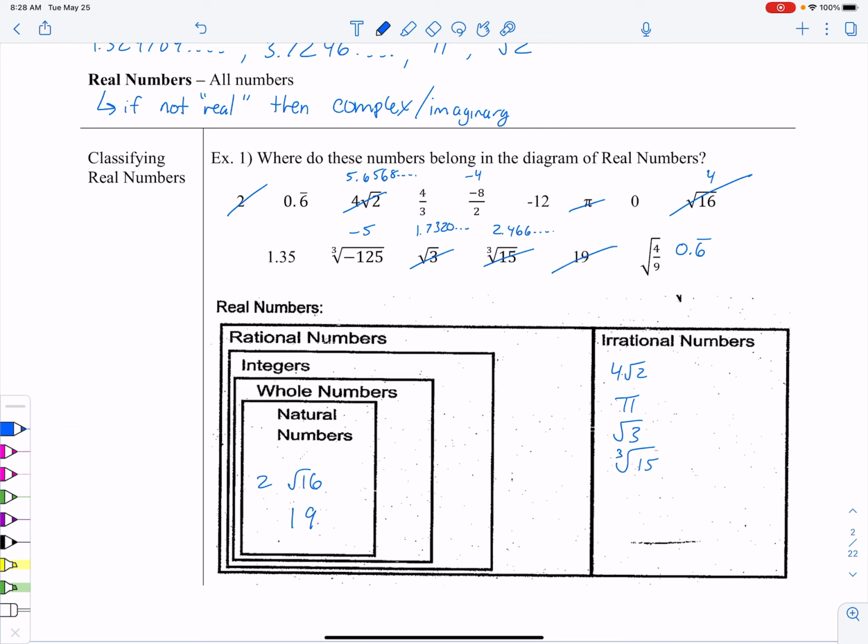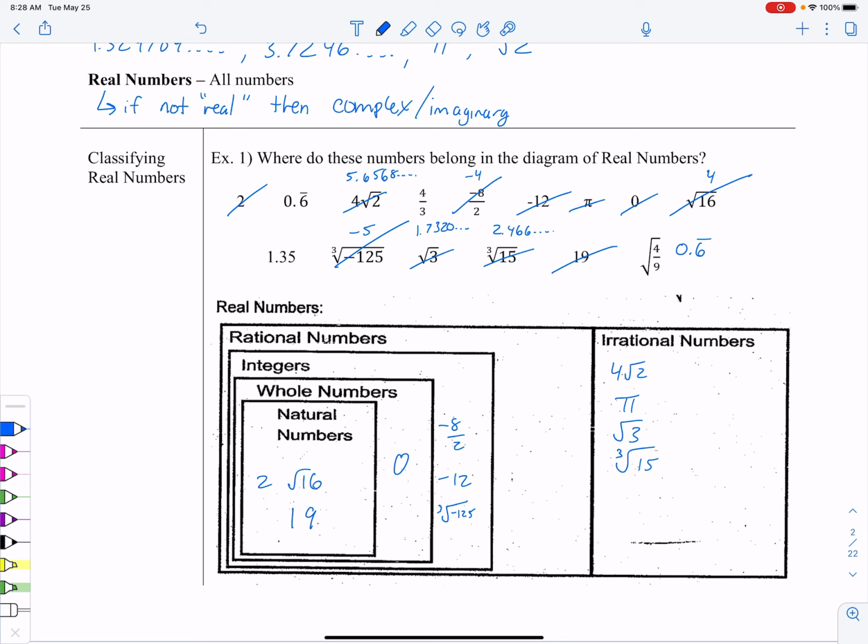Next, we want to have the whole numbers, plus we're going to add in 0 here. Okay, now we're going to add in any negative numbers. So negative 8 over 2, which is negative 4, negative 12, I think that's it. And now we can add in, we missed one, this one here. Negative 5. 3, negative 125, okay.